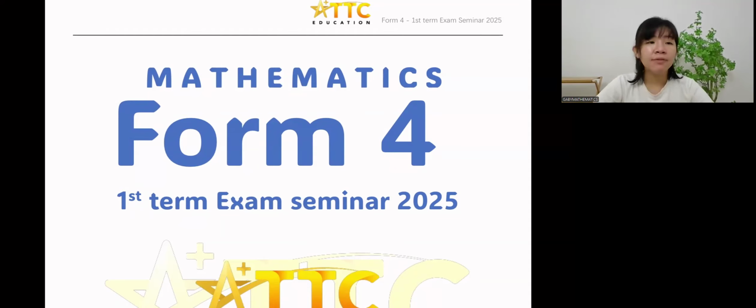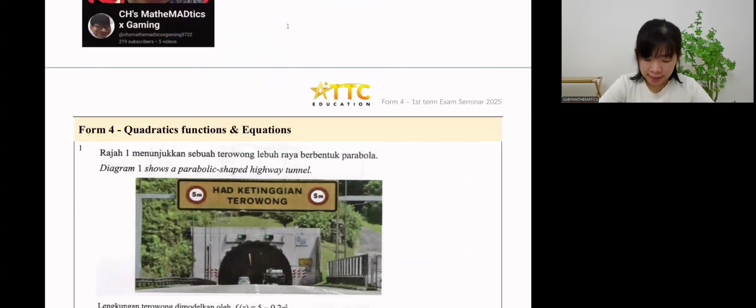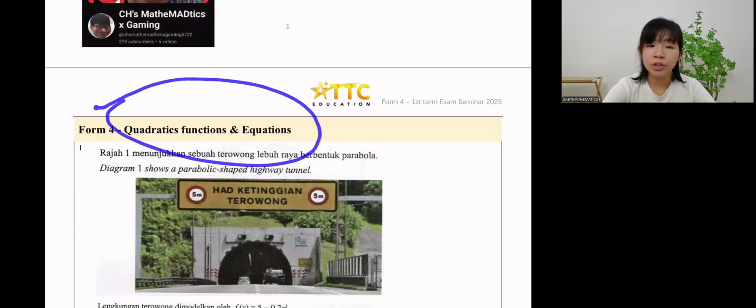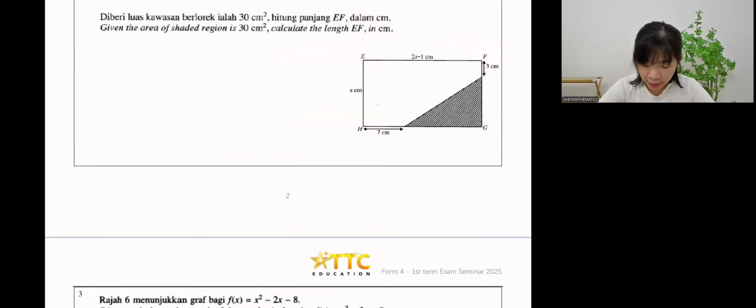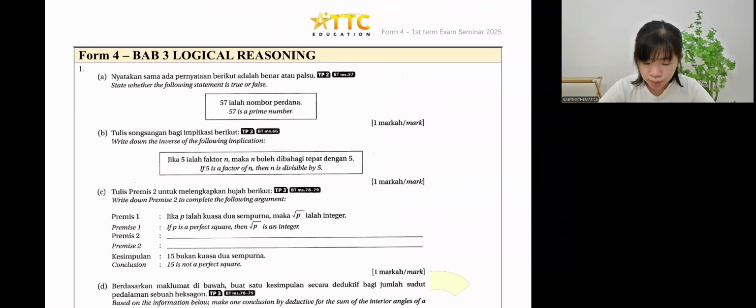Okay guys, now let's have a look. What are the topics included in this book? What are the topics included in this seminar? Hopefully we can finish almost 70% of this book. My aim is to finish most of it. The first topic is quadratic function and equation. Definitely we will go through this because this is your Form 4 Chapter 1.